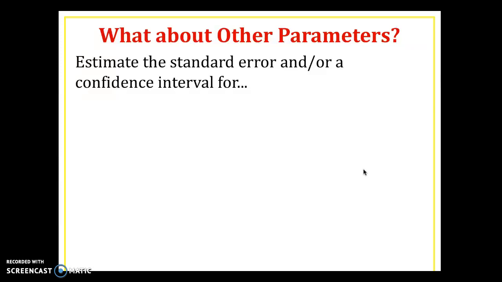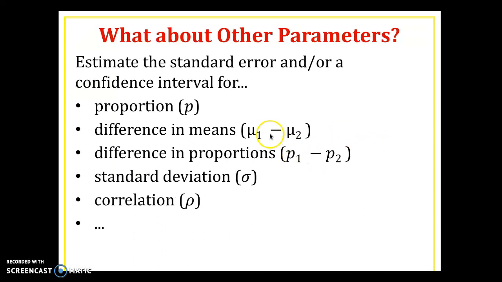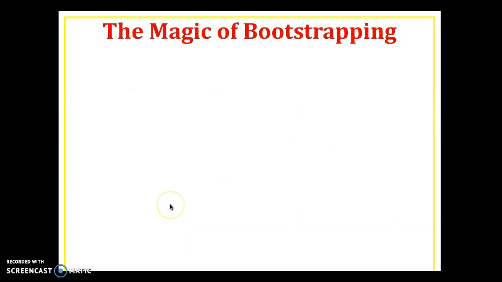Okay, what about other parameters? We're going to estimate standard error and confidence intervals for proportion, difference of means, difference of proportions, standard deviation, and correlation. So in this chapter, we're going to focus on all of these except the standard deviation, but we will look at proportion, difference of means, and correlation. And we're going to generate samples with replacement, calculate sample statistics, and repeat.